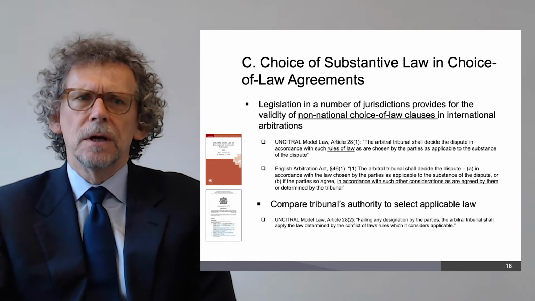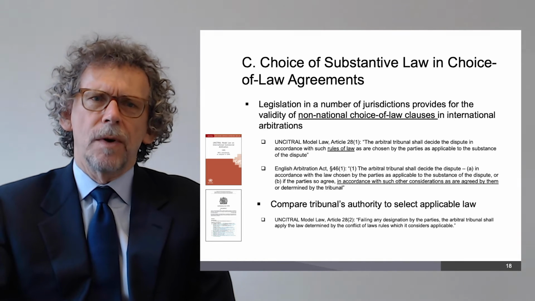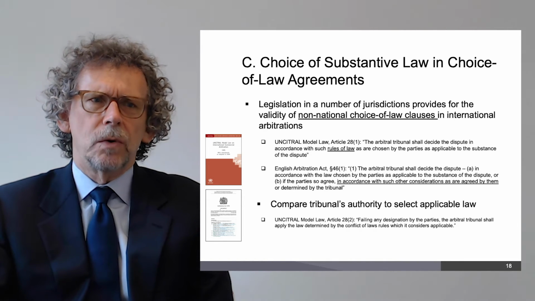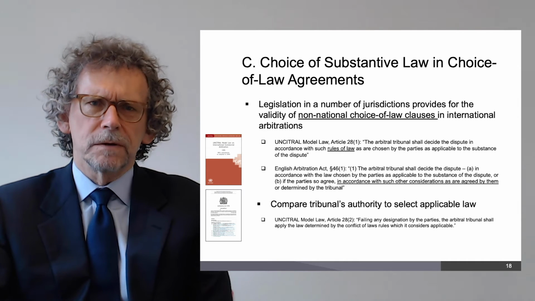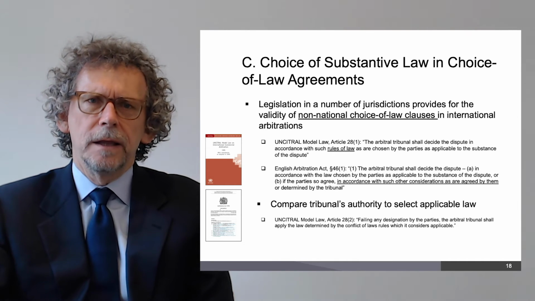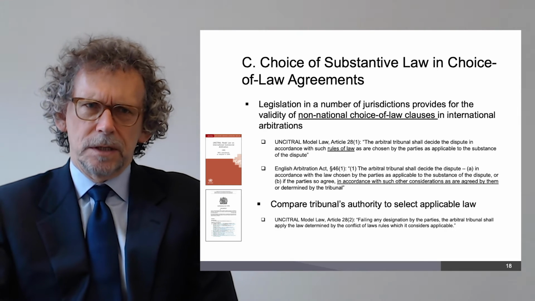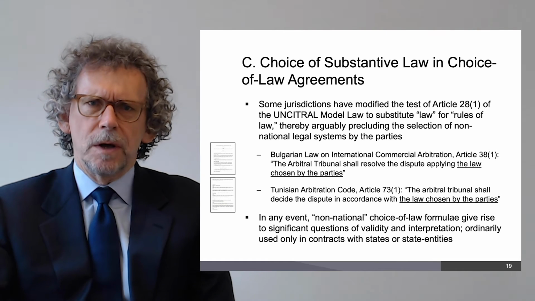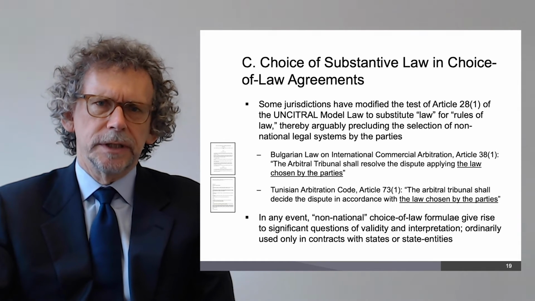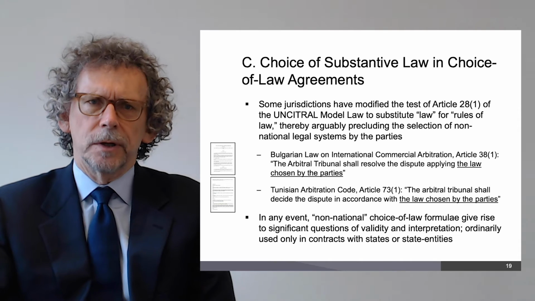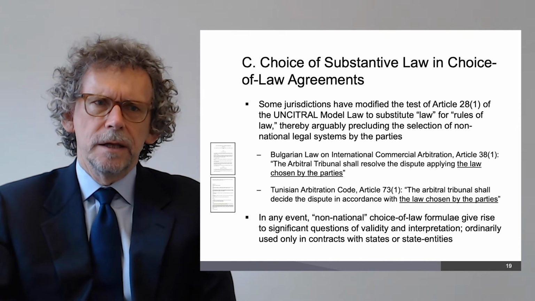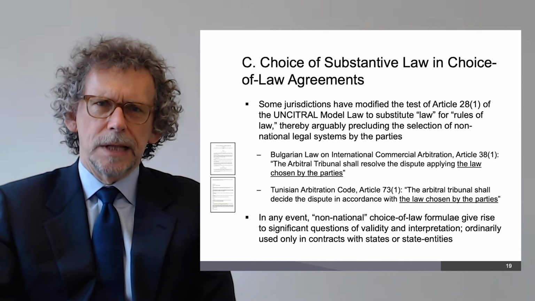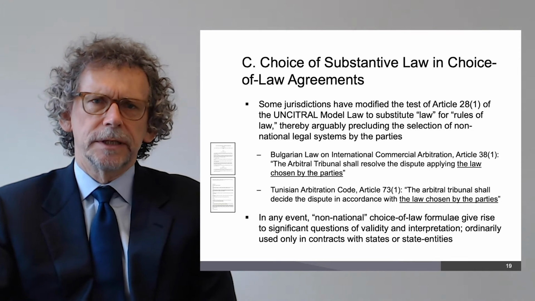In contrast, under Article 28.2 of the UNCITRAL Model Law, the arbitral tribunal is required to apply the law, not the rules of law, but the law chosen by the conflict of laws rules, which it considers appropriate. A few jurisdictions have limited the parties' autonomy to choose non-national legal systems. You can see examples: the Bulgarian commercial arbitration law and the Tunisian arbitration code on the current slide require parties like arbitral tribunals to choose a national legal system instead of a non-national legal system.